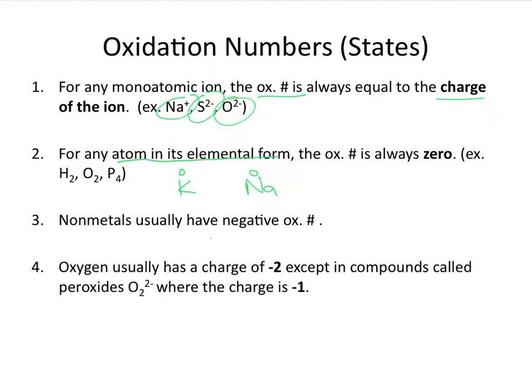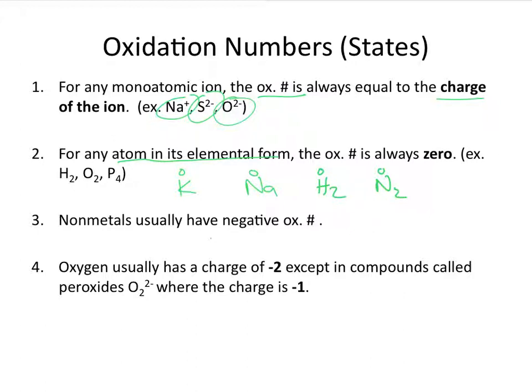Now, elements that occur in, let's say, a diatomic form, such as H2 or N2, are also still in their elemental form, so their oxidation numbers will still be 0. Okay, so please make sure that you remember those diatomics that you're supposed to be familiar with.